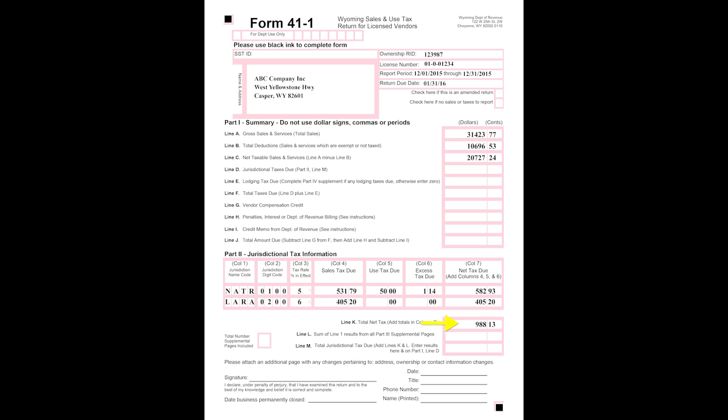In the case that the vendor may have more than 2 jurisdictions to report for, then you may need to contact the Wyoming Department of Revenue for a supplemental Form 41-2 and complete it for the additional counties that need to be reported. In this case, the vendor made sales in Park and Goshen counties. So following the same format that was used in Part 2, you will enter the proper jurisdictional codes and tax rates into columns 1, 2, and 3.